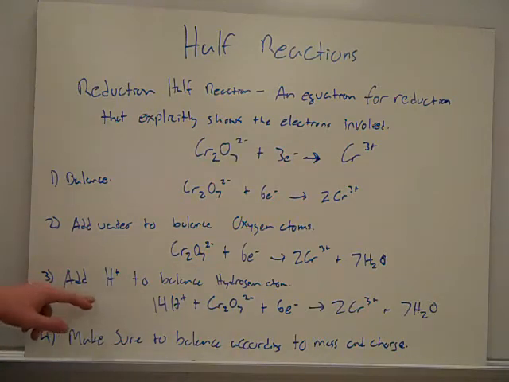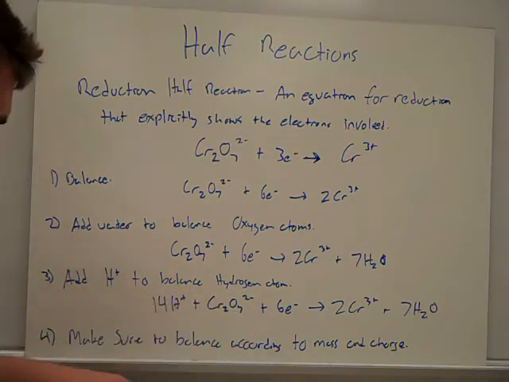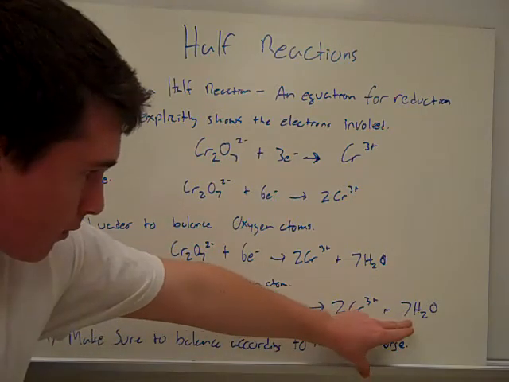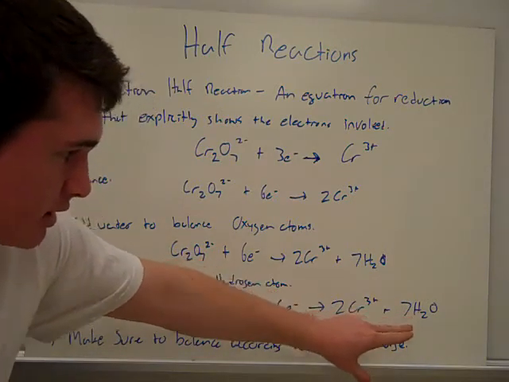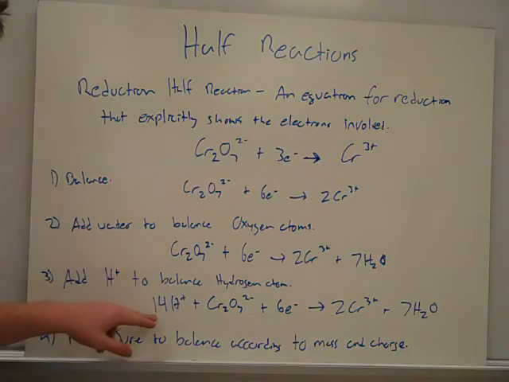Step 3 is add H plus to balance hydrogen atoms. So we can see right here from the water we have 14 hydrogen atoms. Here we can add 14 hydrogen ions to balance the hydrogens.